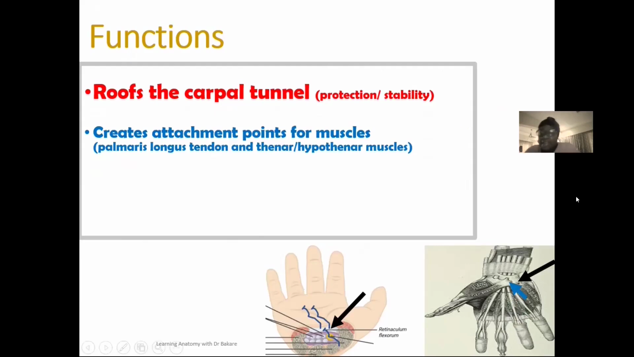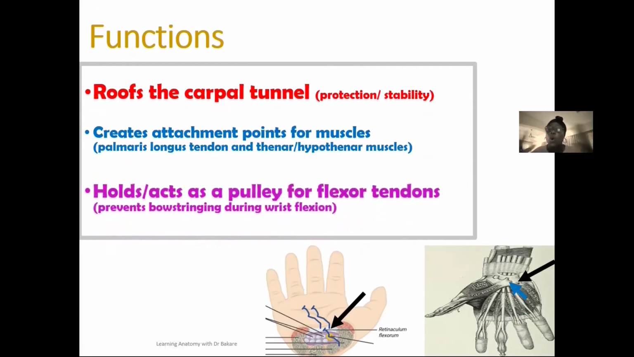The flexor retinaculum is also seen to help hold the tendons of the muscles that are located in the anterior compartment of the forearm, which of course are referred to as the flexor muscles. These muscles are seen to be collected together by the flexor retinaculum. And at this point, it is seen to act as a pulley that helps prevent bowstringing of these tendons during wrist flexion.